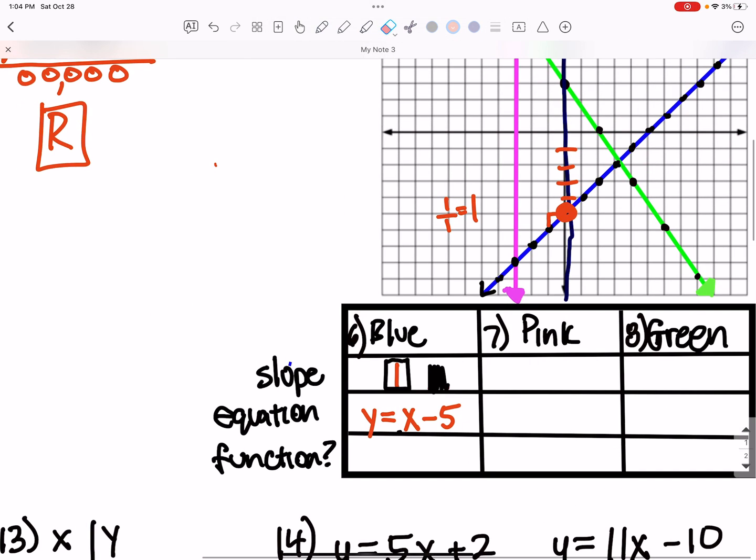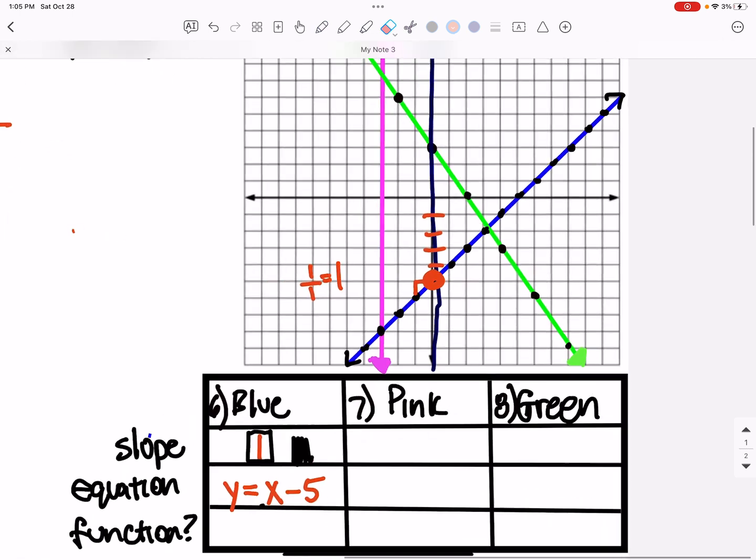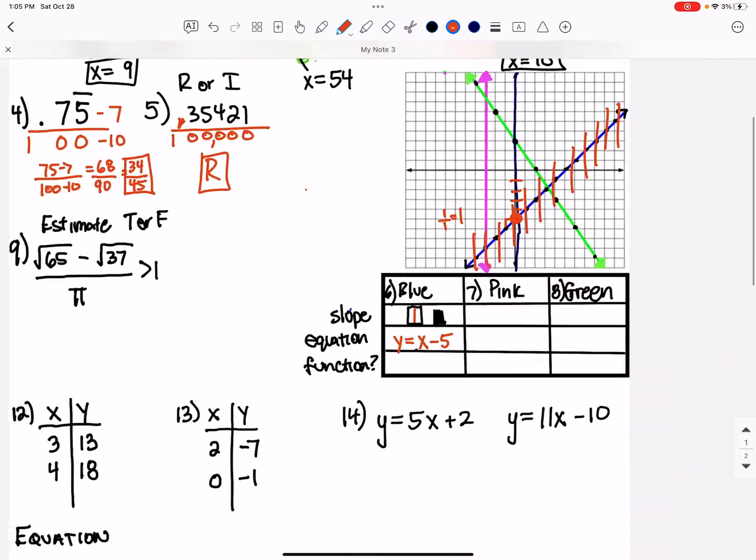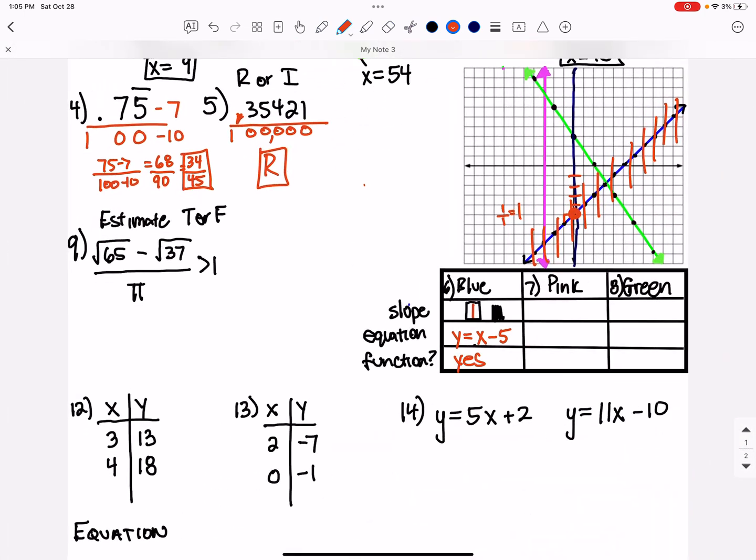Is it a function? Yeah, the function test, remember, is just a straight up and down line. Yes, we're good. If we just make straight up and down lines, we only hit the blue line once. So yes, that's a good function.